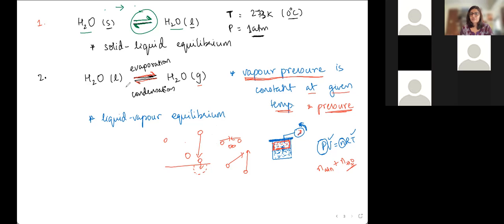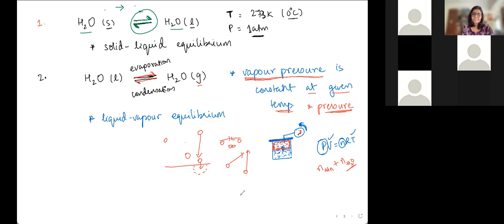And this is not just for water. I took water as an example here, but this is true for every single liquid. The extent, like how much vapor pressure, how many particles vaporize, that will change. But the fact that there is a vapor pressure associated with all liquids is going to apply to all of the liquids.